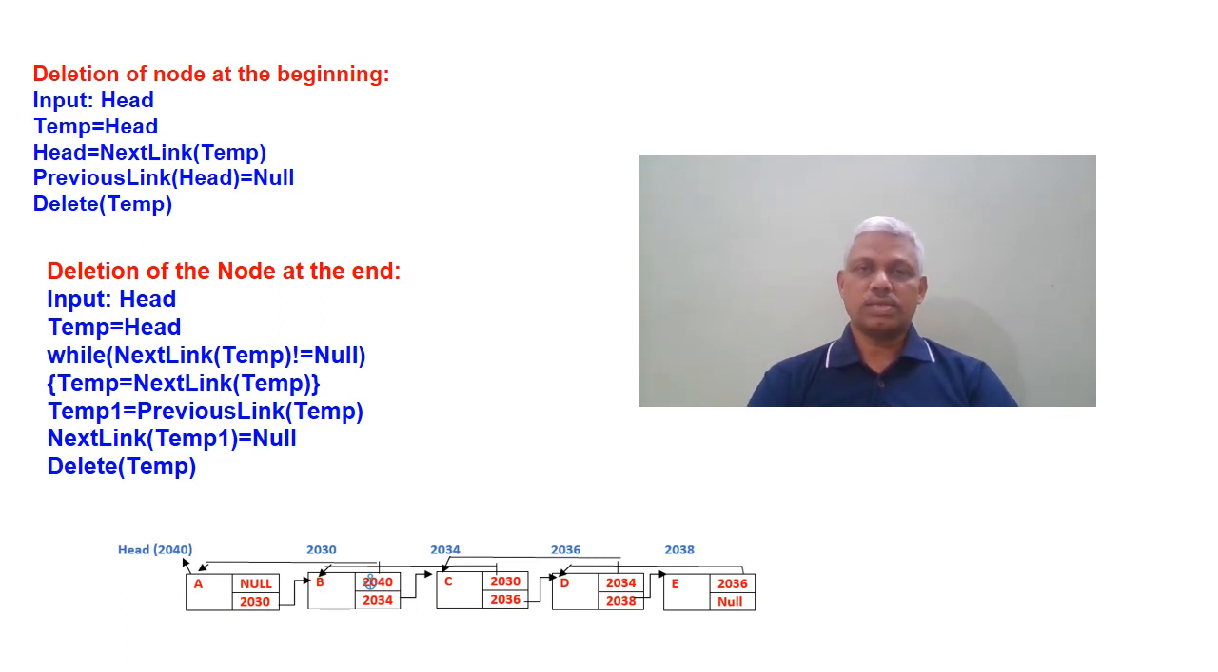Similarly, if you want to delete a middle node, a similar process can be followed: trace the linked list until you reach a location, and then alter the links and delete the node.